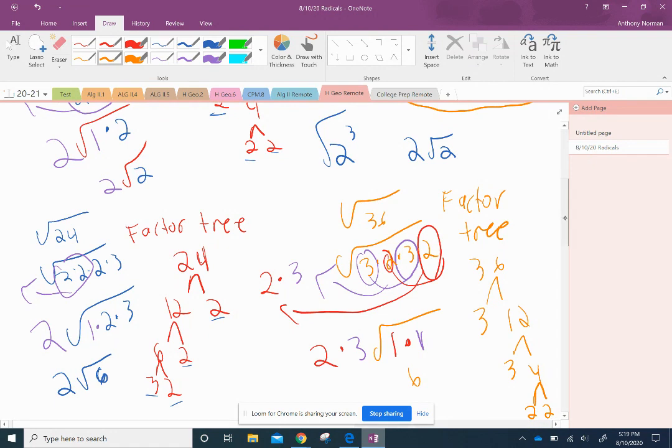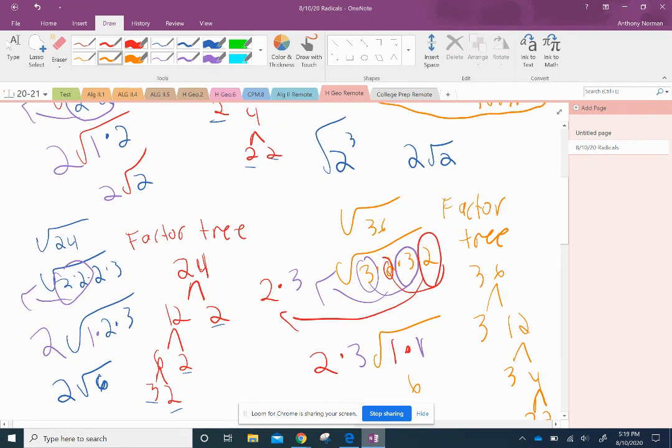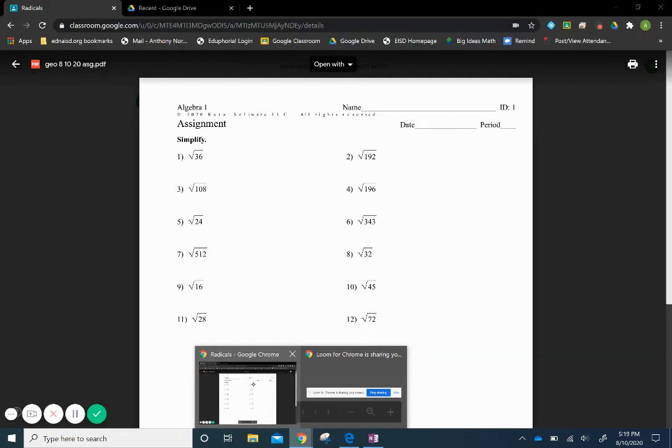This concludes the radical portion for today. I'm going to be uploading another video with a bit more of an advanced way of seeing how to do the radicals, but you don't necessarily need it.